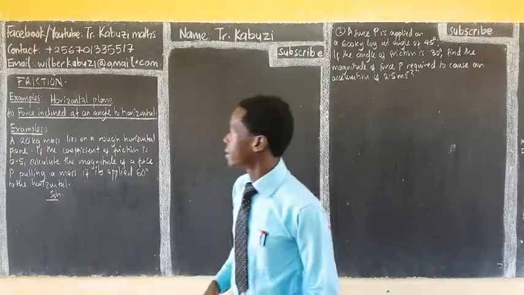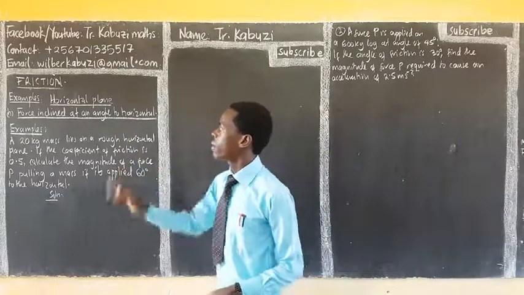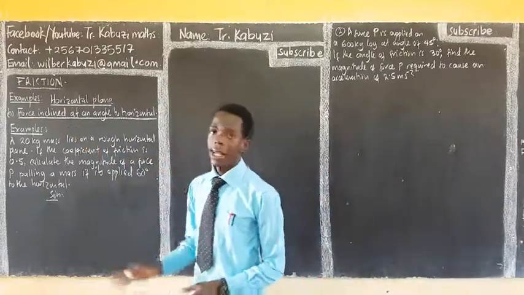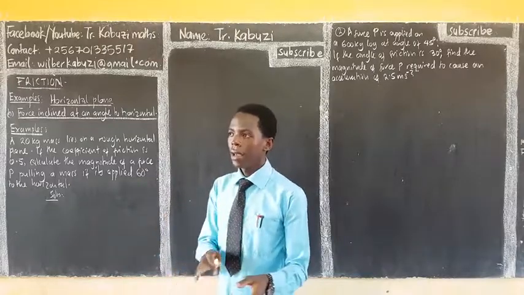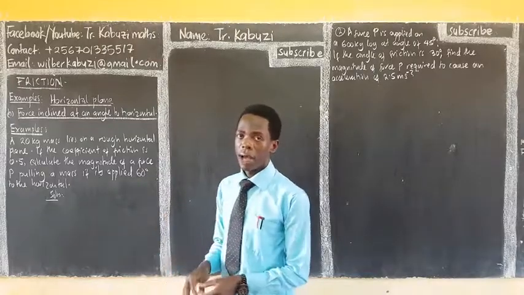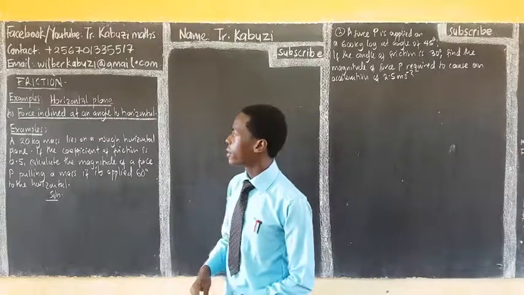Okay, now members, let us see these two examples. In this case we are still on the horizontal plane, but the force is inclined at an angle. In the previous lessons we've been seeing the force applied horizontally, but now this force is going to be applied at an angle, so that's what we are going to see.